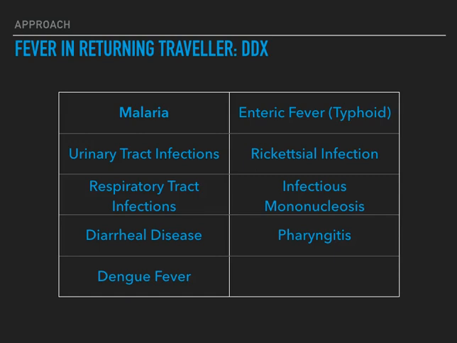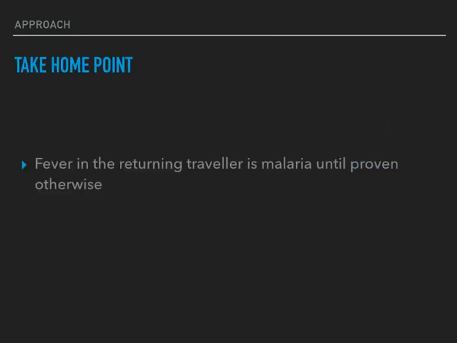This is a fairly simplified differential for fever in the returning traveler, but these are the most common causes, and so we focused on many of these things today. You'll see that important things like malaria are up there, and fever in the returning traveler is malaria until proven otherwise. But you can also see that there are many common causes listed, such as UTI, pneumonia, mono, and so it's important to keep these things in mind as well when you're working up the patient. My second take-home point is that fever in the returning traveler is malaria until proven otherwise, so make sure you're ordering those thin and thick smears.